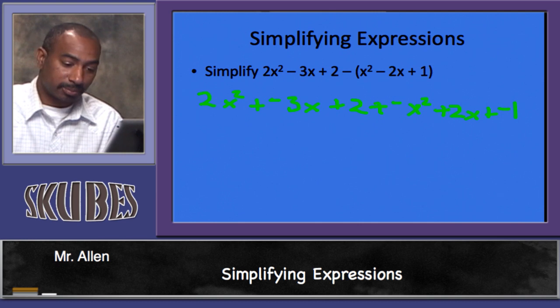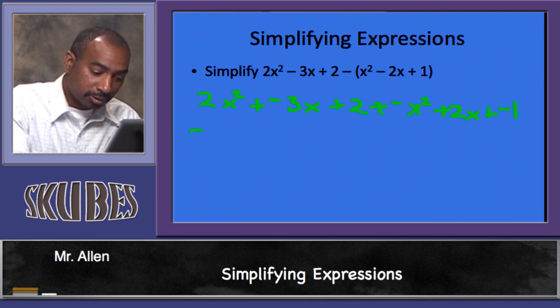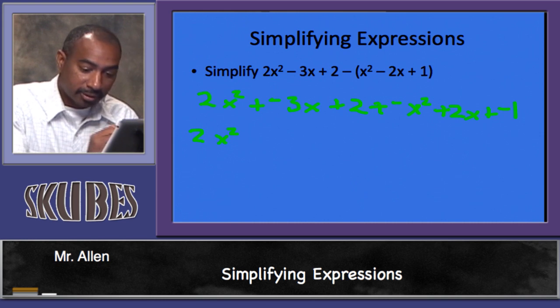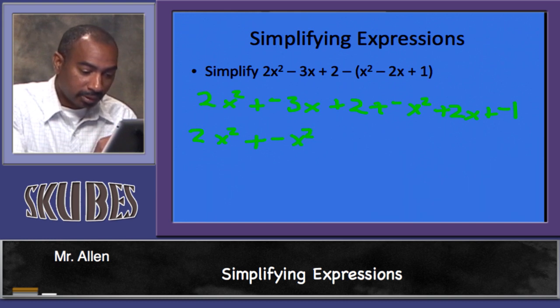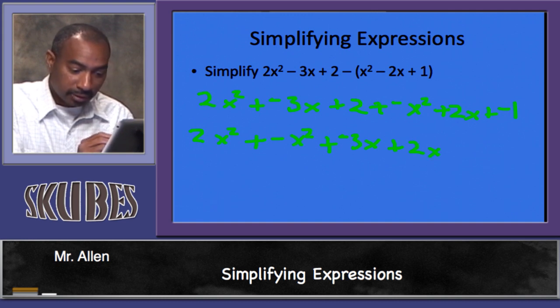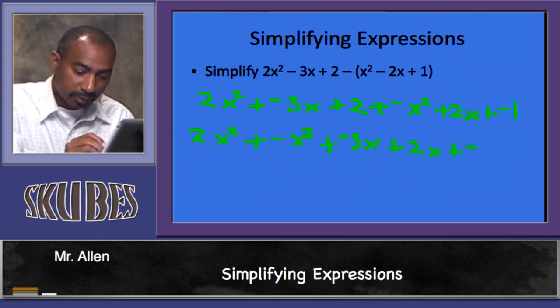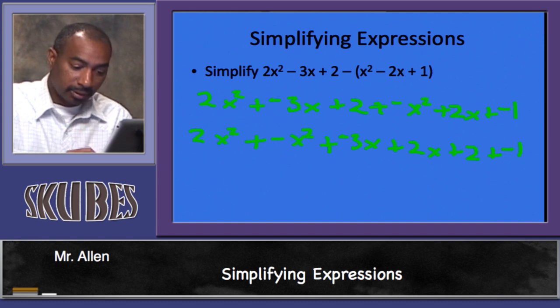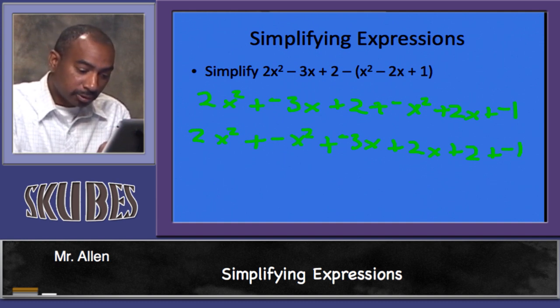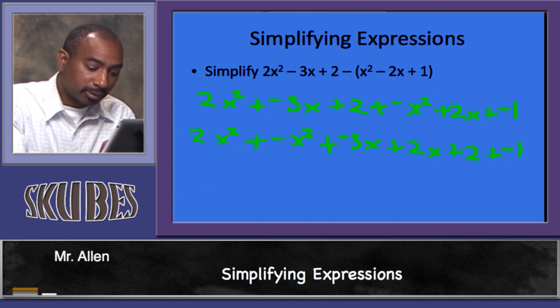And I can just add the like terms. So I'm going to put 2x squared. I'm going to add that to the other x squared term. I have a negative x squared here. And I have a negative 3x here. I'm going to add that to 2x. And this is what I call a constant, a number that doesn't have a variable attached. So I have a 2. And I'm going to add that to a negative 1. And you just simplify it. So 2 plus negative 1, that's like 2 minus 1, that's just 1.